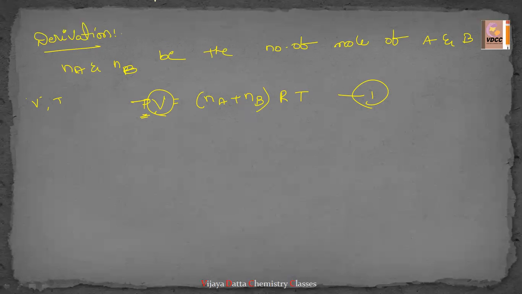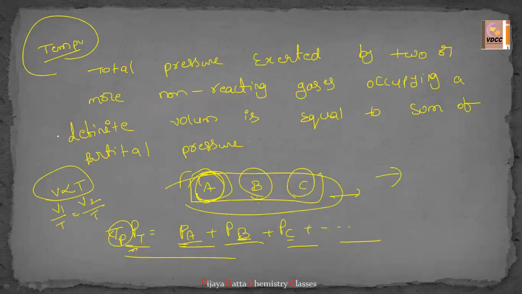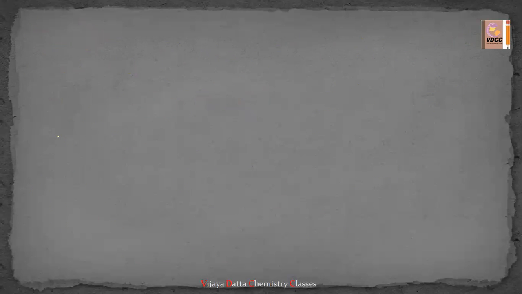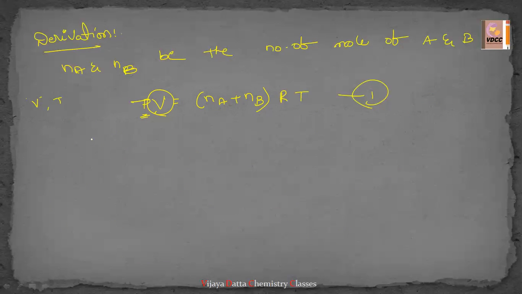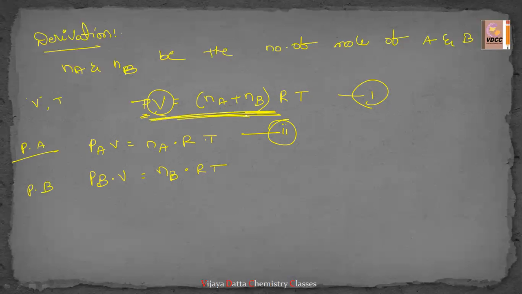We have to calculate the individual partial pressures, isn't it? Individual partial pressure of A: PA into V equal to Na into R into T. This is for the case of A. If you are taking the partial pressure for B, PB into V equal to Nb into RT. This is the partial pressure of A and this is the partial pressure of B. This is the total pressure exerted.